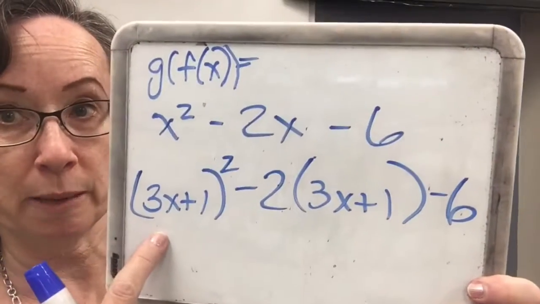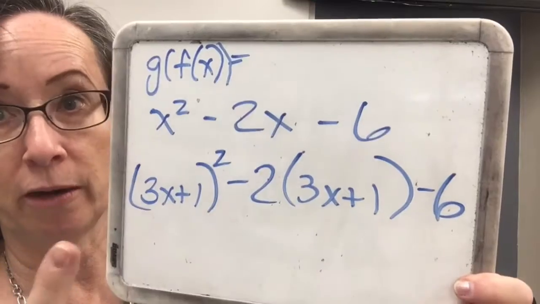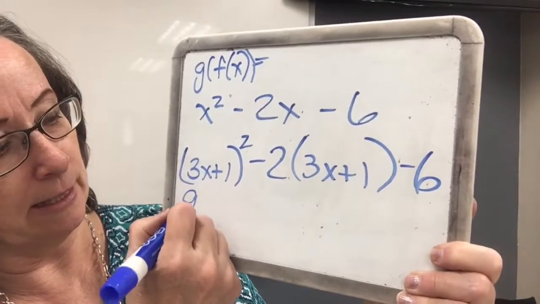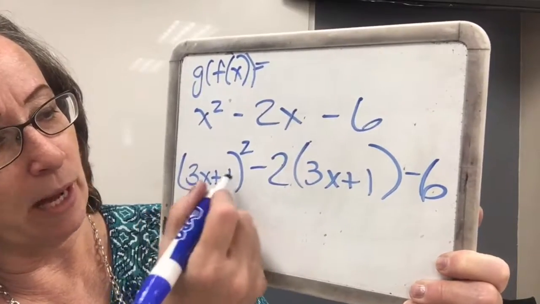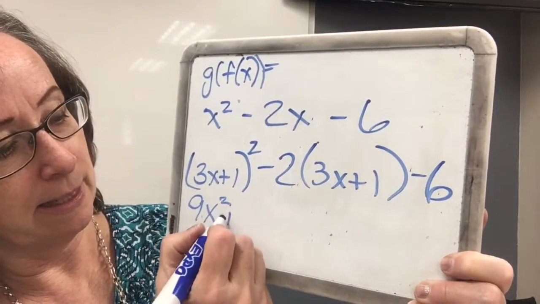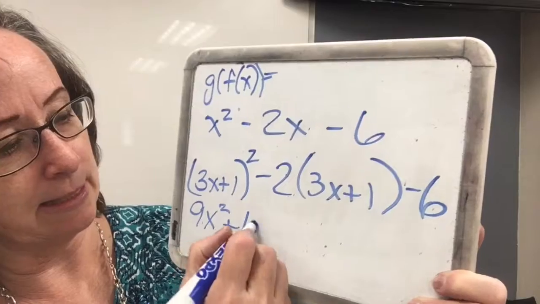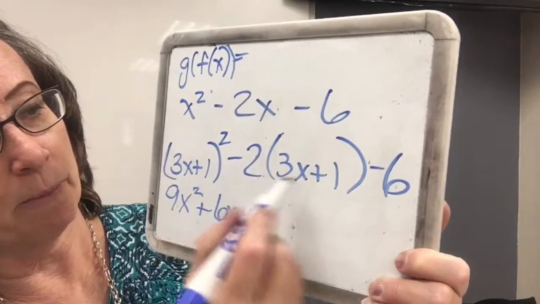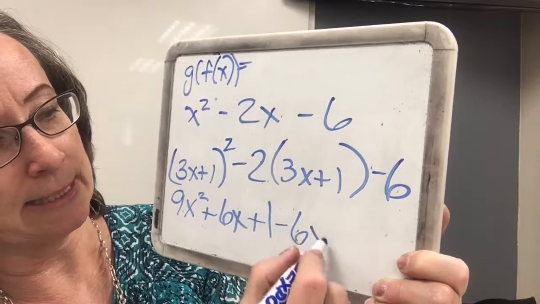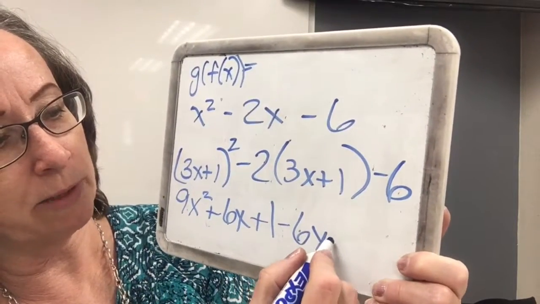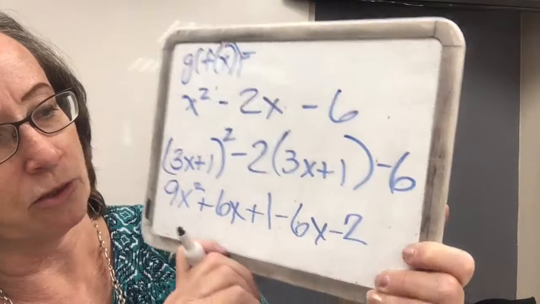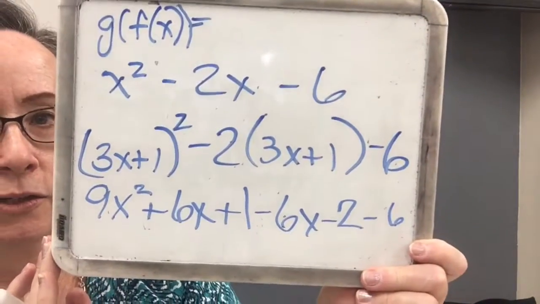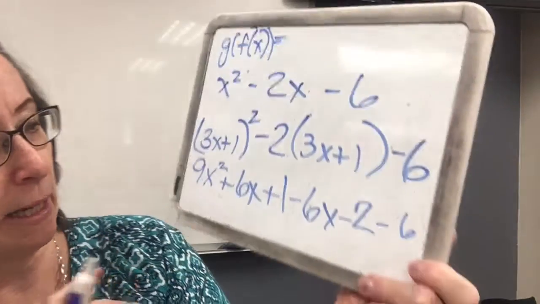So now I'm squaring a binomial. First term squared, product doubled, last term squared. So first term squared is 9x squared. The product is 3x. Doubled is 6x. And the last term squared is 1. And then I'm going to minus all of this. Minus 6x minus 2 times the 1 is a minus 2. Distributing that through, minus the 6. So that's my function. I just have to clean it up a little bit.